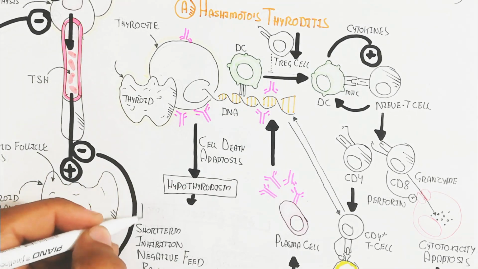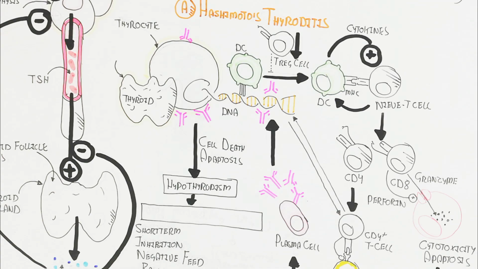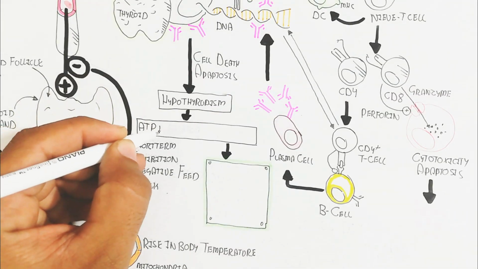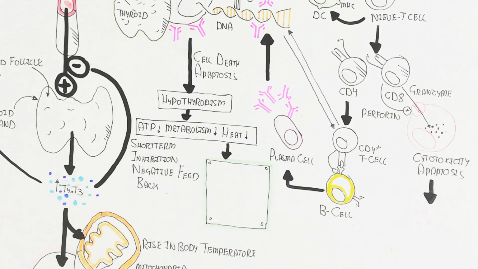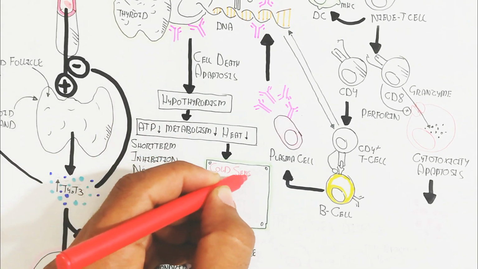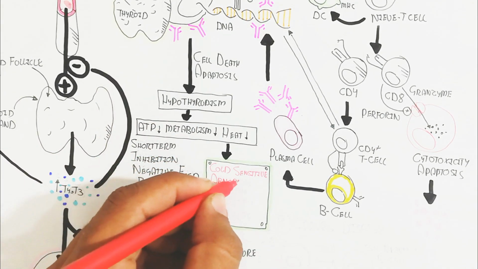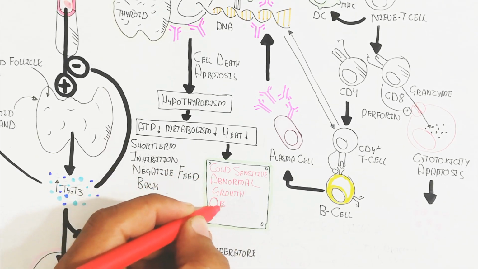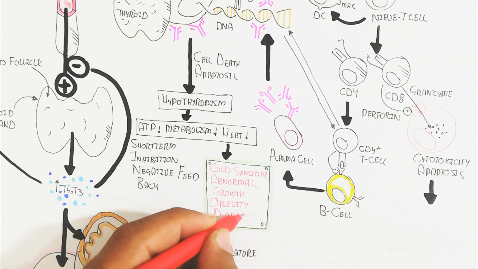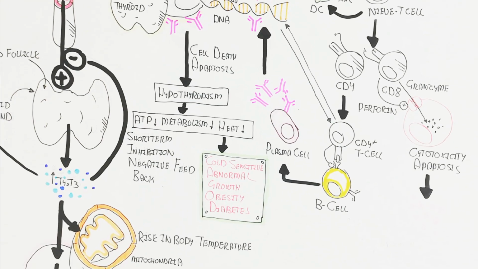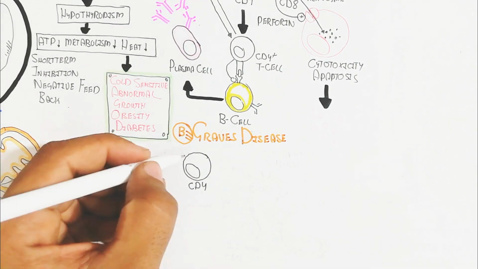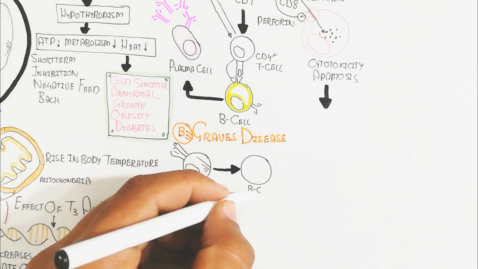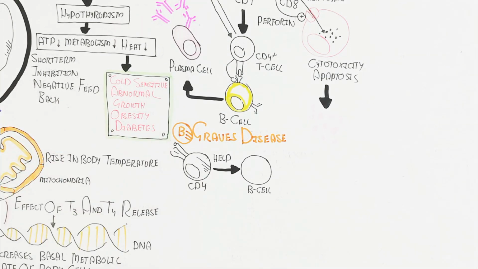known as apoptosis in scientific terms. After this, the death of the thyrocytes will lead to hypothyroidism. It means ATP will decrease, metabolism will decrease, and heat will decrease. In this way, cold sensitivity, abnormal growth, and obesity as well as diabetes are possible. And this is the antibody dependent apoptotic Hashimoto's thyroiditis.